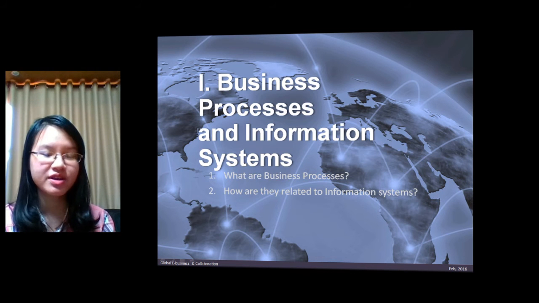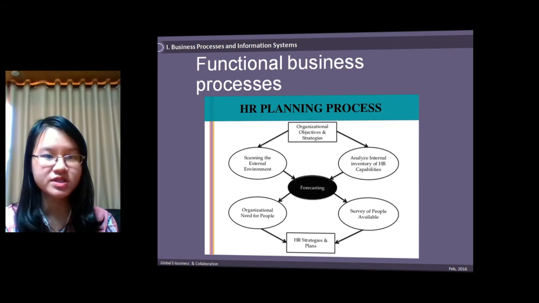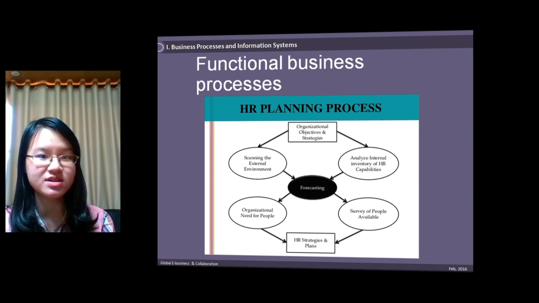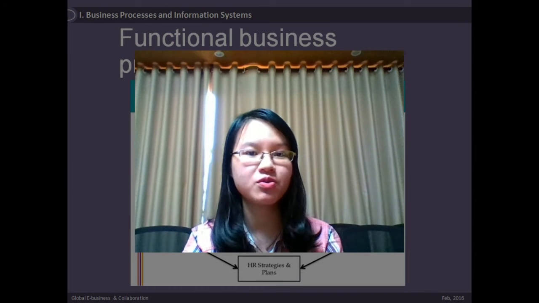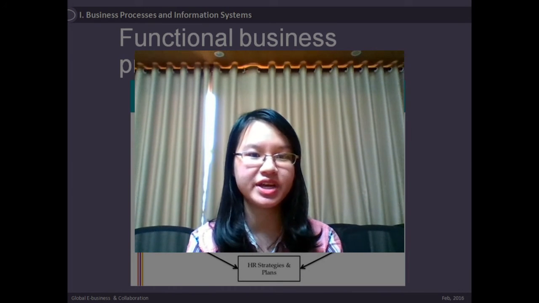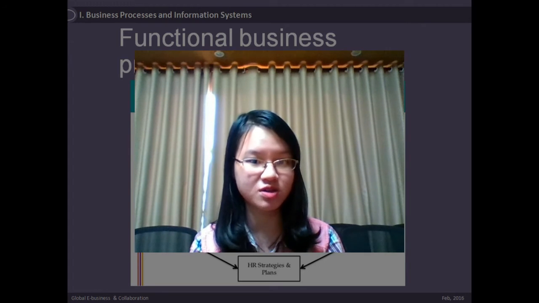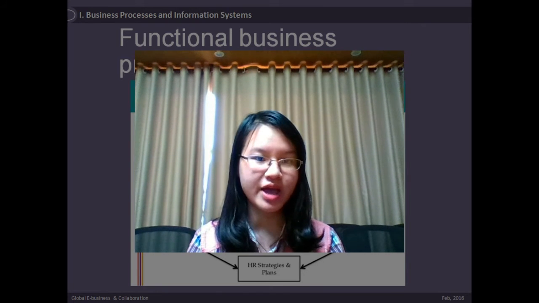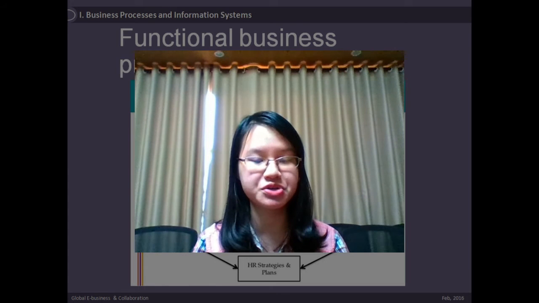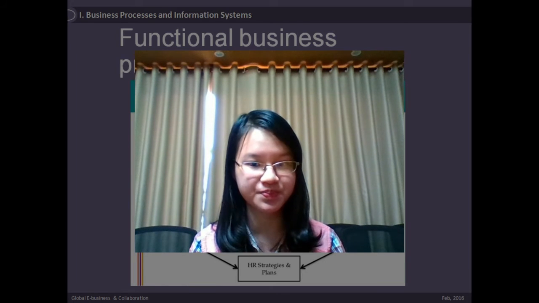In this part, there are two questions that may arise. What are business processes and how are they related to information system? First of all, business processes are the manner in which work is organized, coordinated, and focused to produce a valuable product or service. It has a set of activities including many steps, supported by flows of material, information, and knowledge.